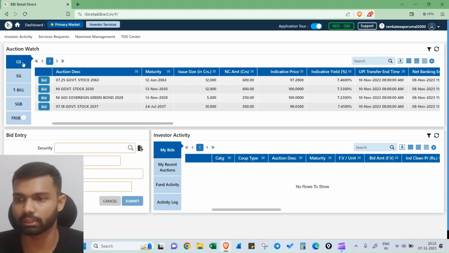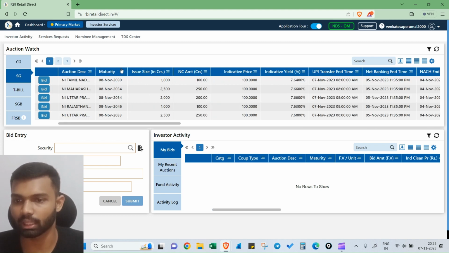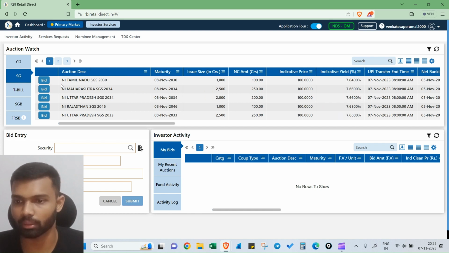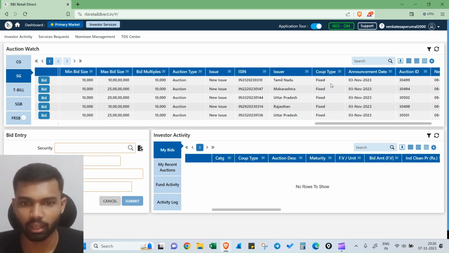We've seen CG, that is central government bonds, and let's see SG, also known as state government bonds. See, the Tamil Nadu government issues a bond, and Maharashtra, UP, Rajasthan, and so on. Here also the maturity is around 10 to 15 years, and the yield is up to 7.6%. The coupon rate is fixed, and we can invest in multiples of 10,000. It's a new public issue, and we can see the ISIN number and the issuer: the Tamil Nadu government, Maharashtra government, UP, Rajasthan, like that.